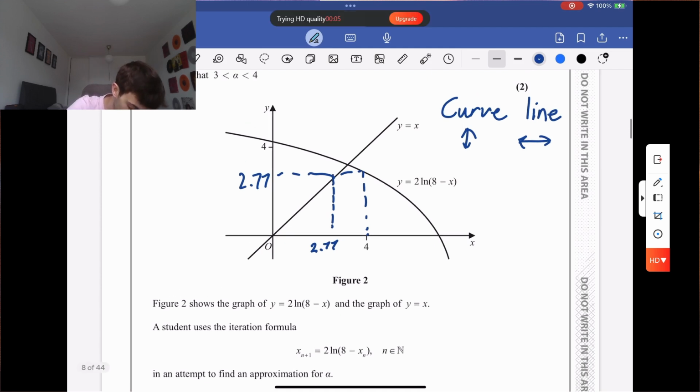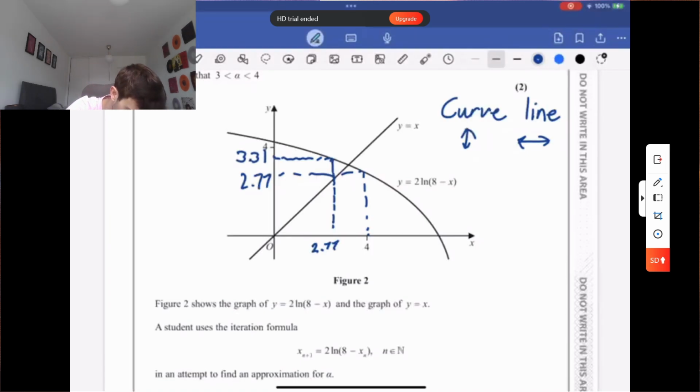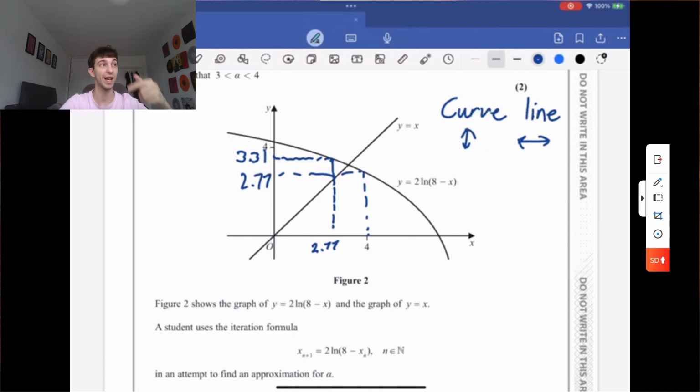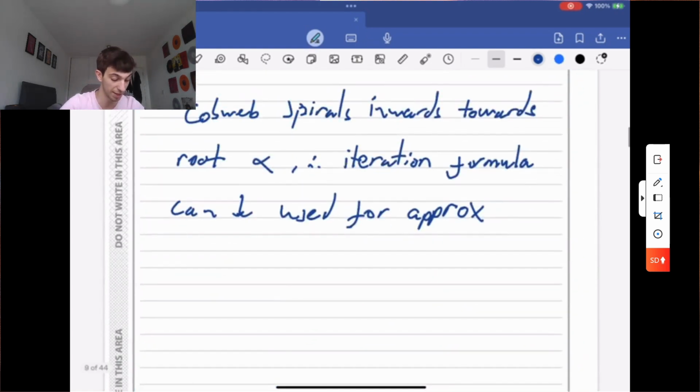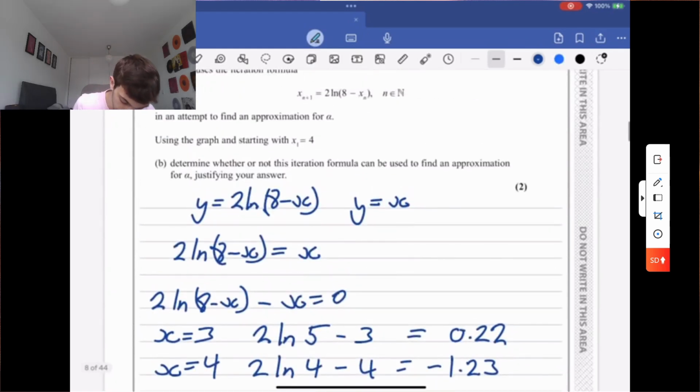So this gives us the next y value, which would be up here on the curve. If you plug this into your calculator, it gives you 3.31. Then we do the same thing again. This y value that we found will be the next x value, okay? So we go to that line, y equals x, and this tells us where our x value would be, this 3.31. And we would keep on repeating this process, and because this cobweb spirals inwards towards our root, this is exactly why this iteration formula is appropriate for the approximation of our root for alpha.